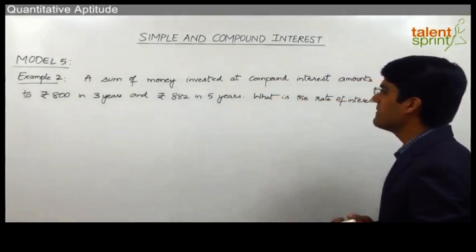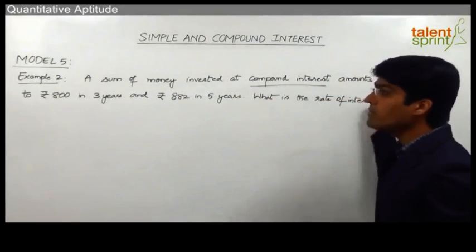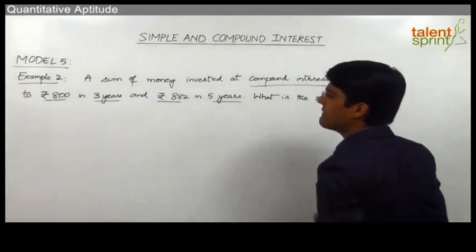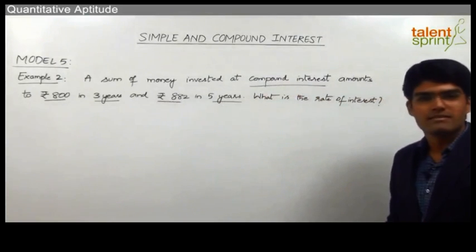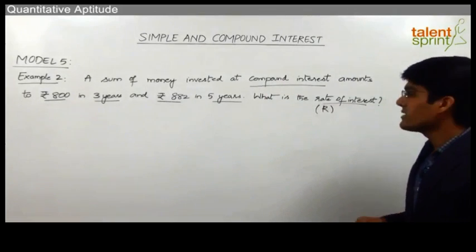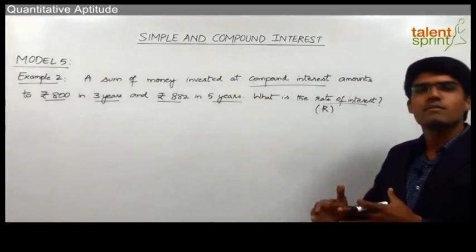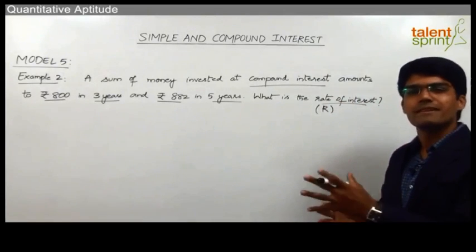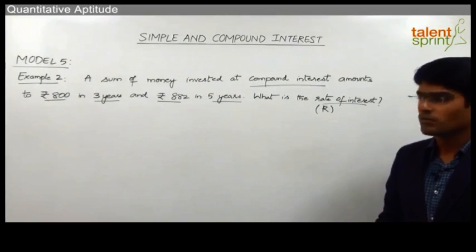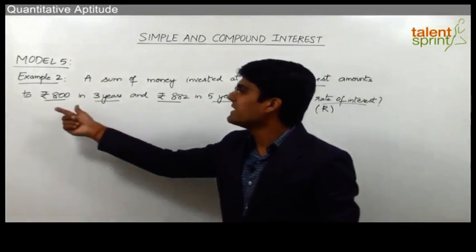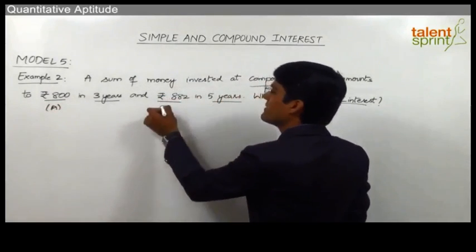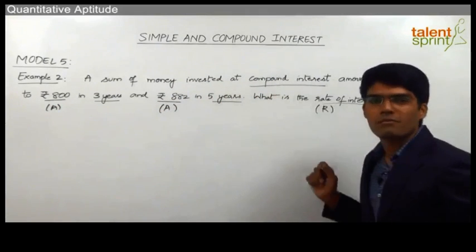A sum of money invested at compound interest amounts to rupees 800 in 3 years and rupees 882 in 5 years. What is the rate of interest? So here we are supposed to find out the rate of interest R. The important point to be understood here is whenever this question says a sum of money amounts to, we always refer to the total amount. Why? Because a principal always amounts to some total amount after some time. So here when it says amounts to 800, this 800 is the total amount in 3 years, and 882 in 5 years. So this 882 is also the total amount for 5 years.